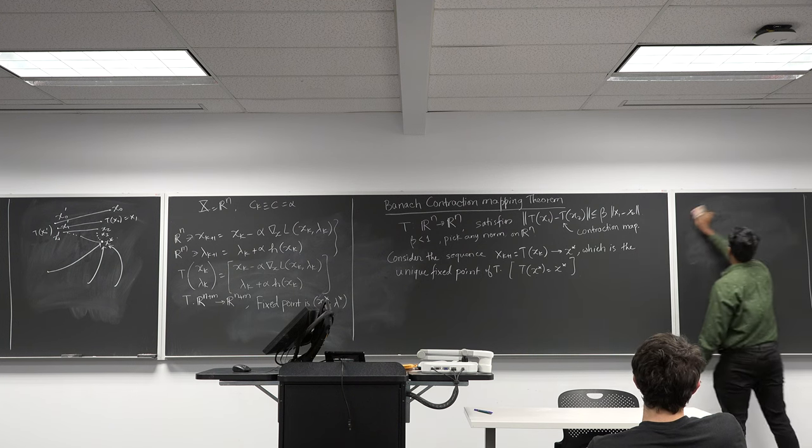Okay, so we have this. What is this term equal to? That is beta raised to k plus n minus 1 times x1 minus x0, plus beta raised to k plus n minus 2 times x1 minus x0, and so on, up to beta raised to k times x1 minus x0.